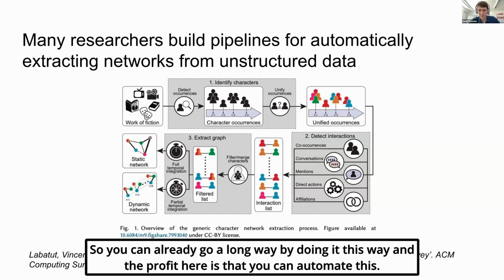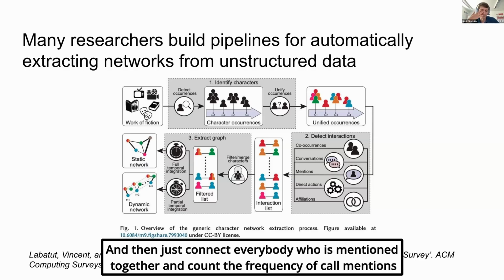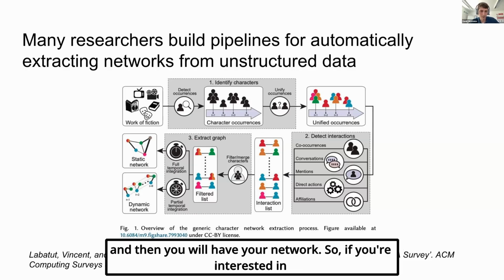And of course, the profit is that you can automate this. You can just extract all mentions of characters, somehow identify them between each other, and then just connect everybody who is mentioned together and count the frequency of co-mentions. And then you will have your network, basically.